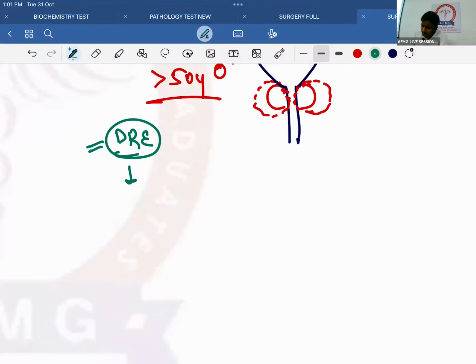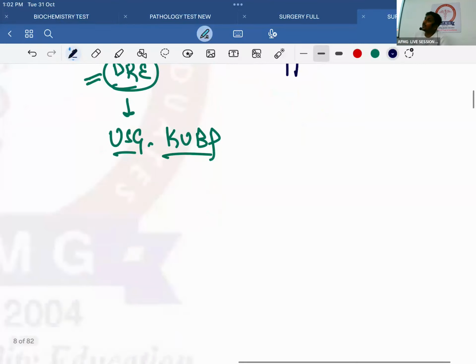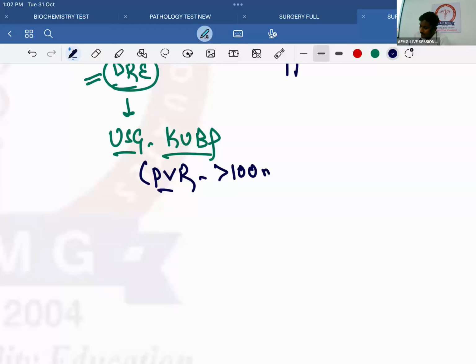Then we will go for an ultrasound KUBP, that is kidney, ureter, bladder and prostate. What will it show? Size of prostate is increased. And second, when the patient comes after urination, how should the bladder be, beta? Empty. But will this patient's bladder be empty? So how much will be the post-void residue? Despite emptying, there will be more than 100 ml of urine inside his bladder. Meaning, was the patient able to empty the bladder completely? No.